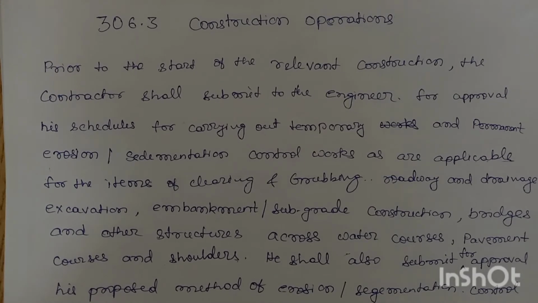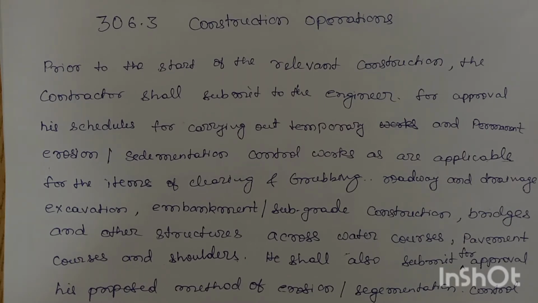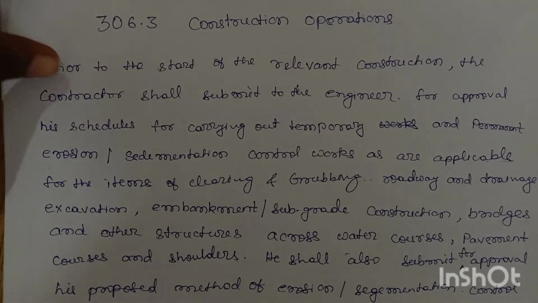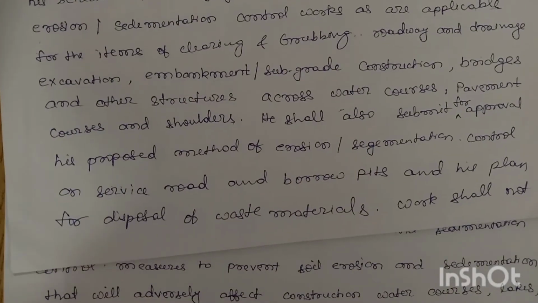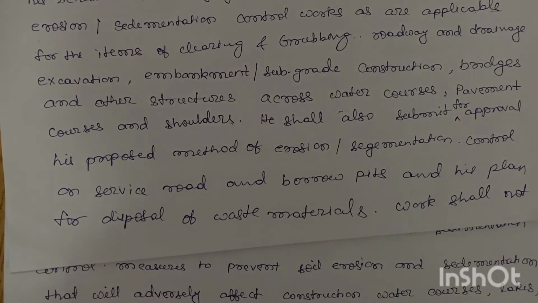306.3 Construction operations. Prior to the start of the relevant construction, the Contractor shall submit to the Engineer for approval his schedules for carrying out temporary and permanent erosion and sedimentation control work as are applicable for the items of clearing and grubbing, roadway and drainage excavation, embankment and subgrade construction, bridges and other structures across water courses, pavement courses and shoulders.